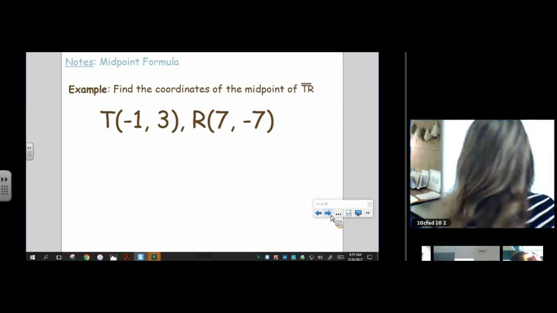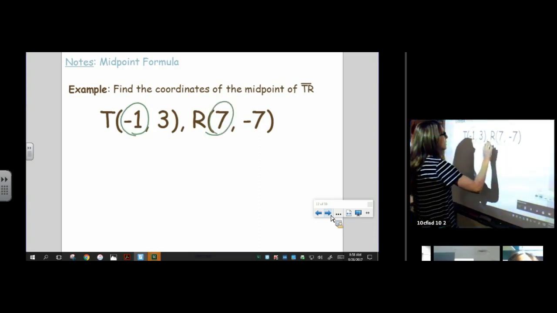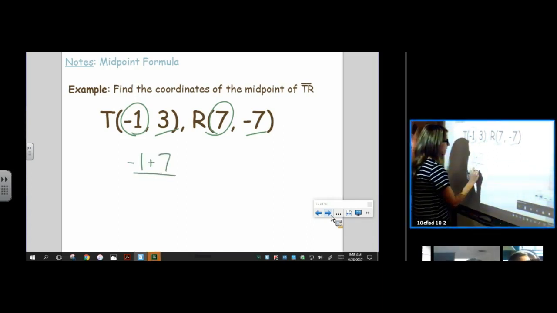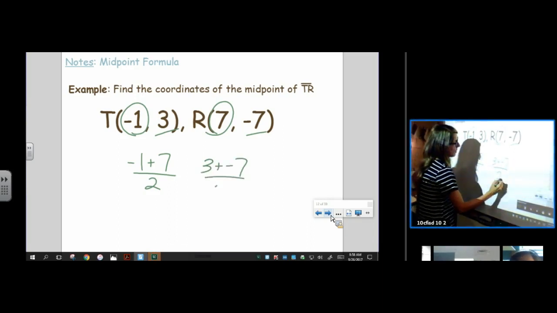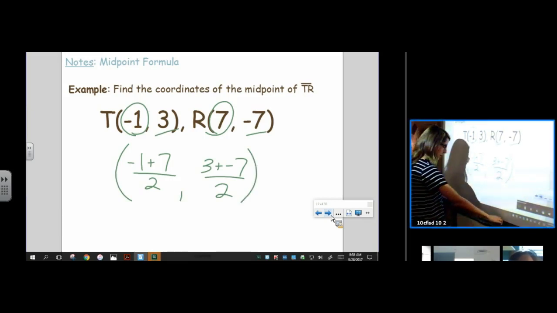So we can organize it like we did with the distance formula if you want. Circle your x's and underline your y's. The formula says add your x's and divide by 2. Add your y's and divide by 2. That is the midpoint formula.